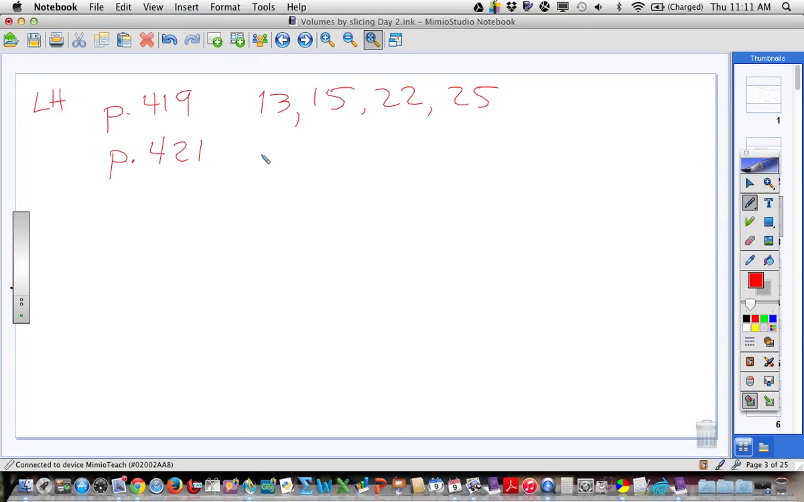On page 421, also in your LH packet, let's do 49 A, B, C, and let's do 50 A, B. Now again, you should do a lot of this for tomorrow. You will have some time tomorrow during class to do them, but I'm also going to have a few extras too, finishing up some of our old packets to do as well.